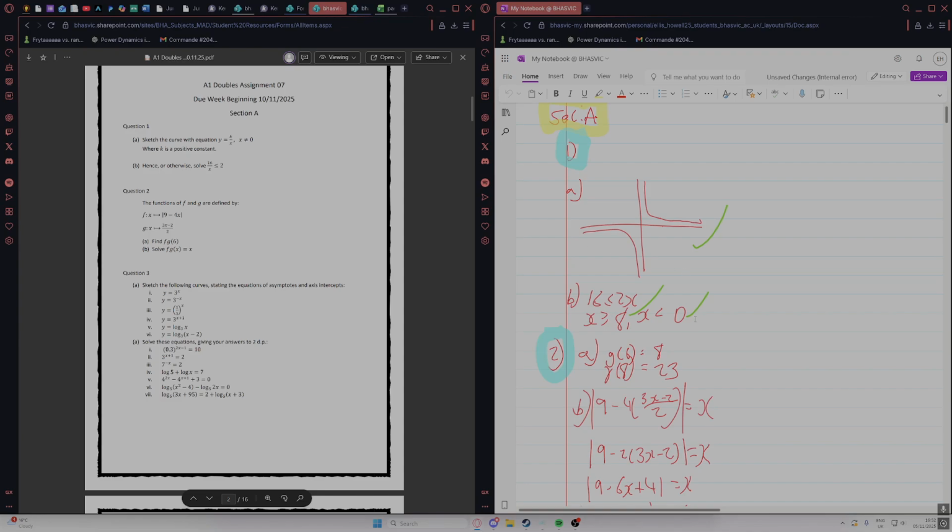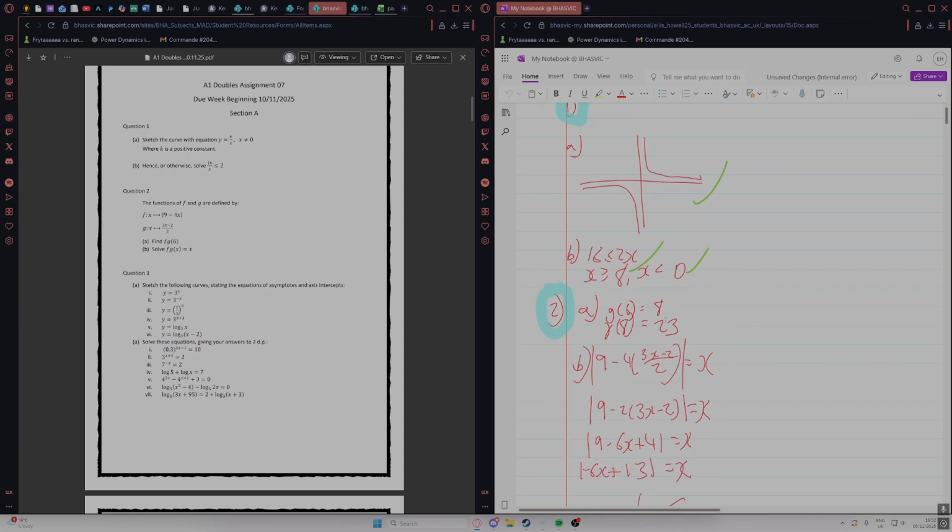Anyway, first question, we've got some graph sketches, just some simple reciprocal graphs. Then solving this, you actually have to say that x is less than 0, because otherwise that just doesn't work if x is less than 0.